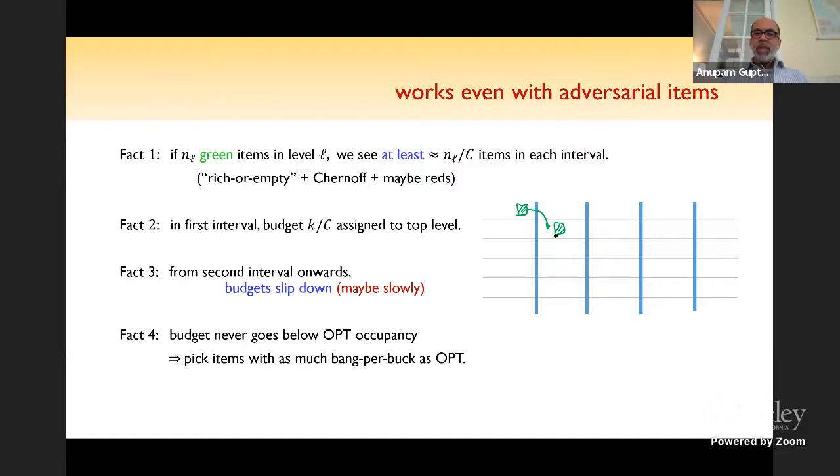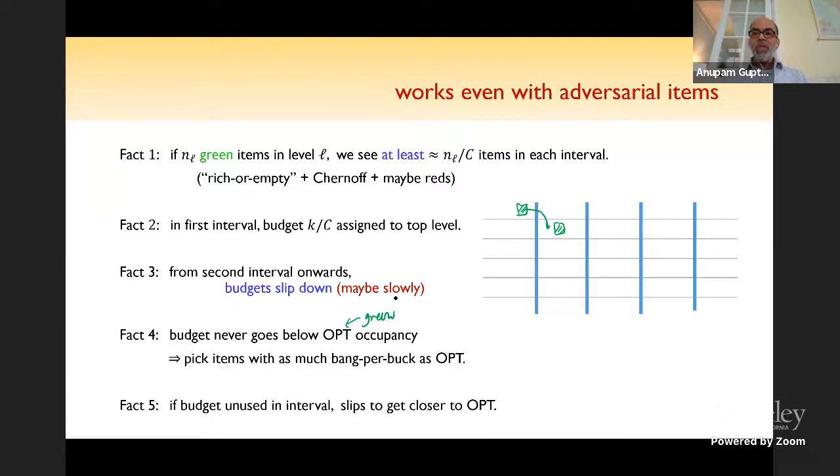But the budgets can never go below the optimal occupancy. This is, remember, the green optimum, because the green optimum is behaving like its average in each and every interval. So you'll be picking items, because you were being optimistic, you were doing at least as well as opt, the optimal green, was. The only reason you're suffering is you had budget that you did not use. But if you didn't use budget, you're starting to make progress towards becoming like opt.